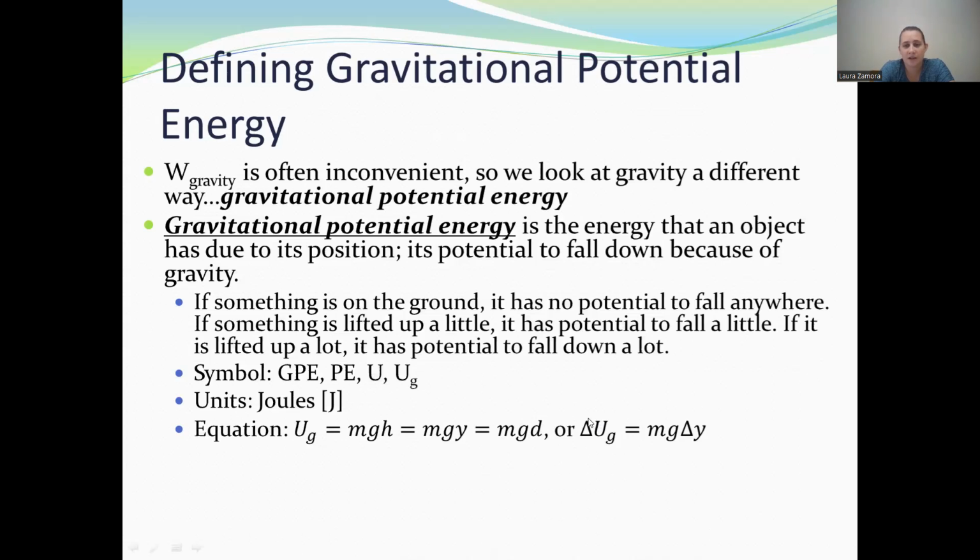You may also see it written as the change in potential energy is mass times g times the change in its height. Again, it all depends on the textbook that you use and the professor that you have. You might see it written multiple different ways throughout your study of physics. But these h, y, and d are all relative to some reference points.